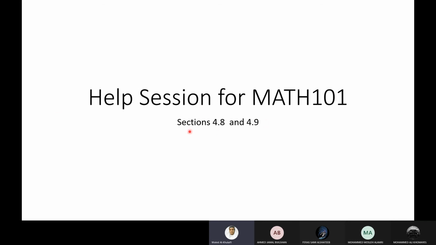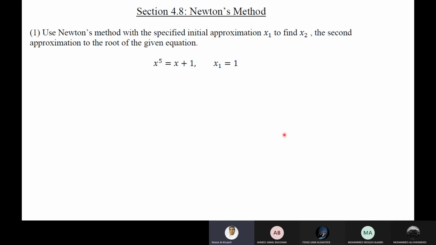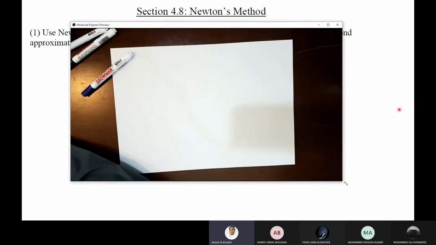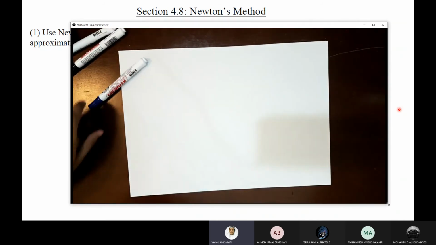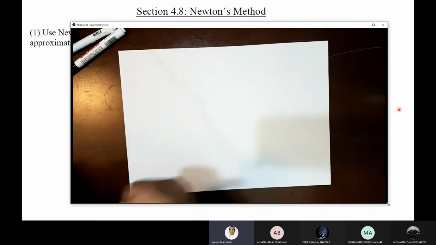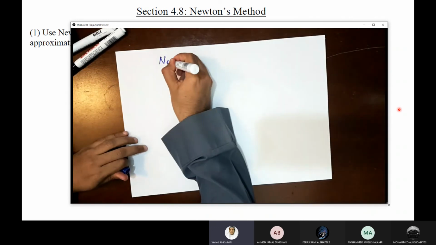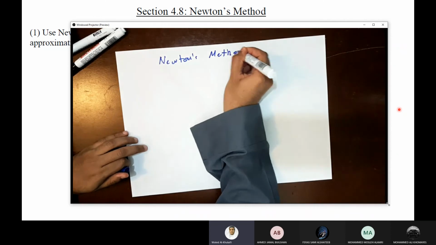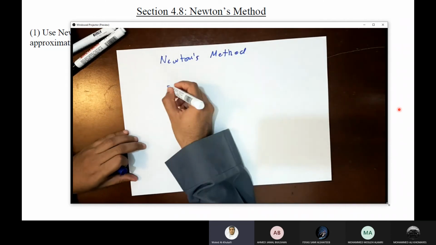So we're gonna talk about section 4.8 and then 4.9, Newton's method and then antiderivatives. So let's start with Newton's method. Before I start solving problems, what is Newton's method? Okay, Newton's method, can anyone remind me? There is a formula. The whole section is about this formula.